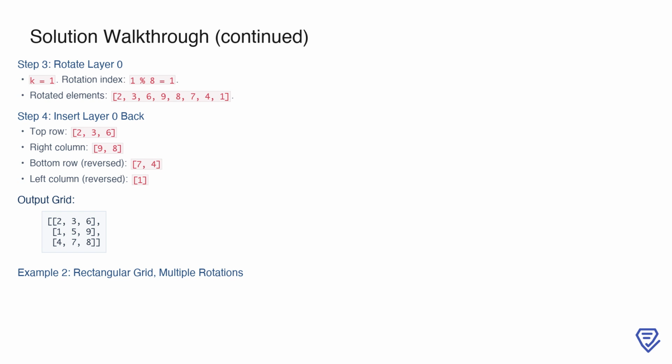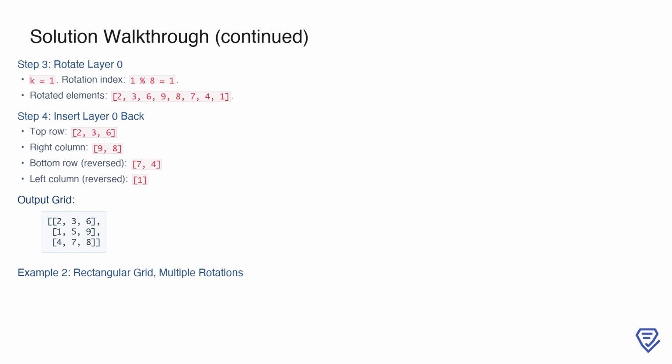Next, we insert these rotated elements back into their respective positions in the grid. The top row takes 2, 3, 6, the right column receives 9, 8, the bottom row in reverse order gets 7, 4, and the left column in reverse is filled with 1. After reconstructing the grid, the final output is 2, 3, 6, 1, 5, 9, 4, 7, 8. This completes the rotation for the first example.